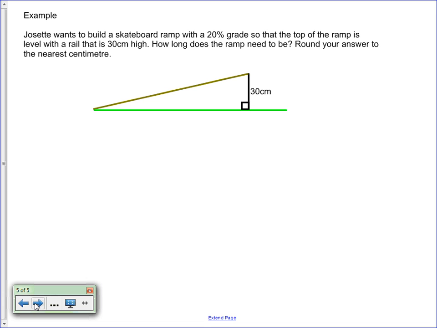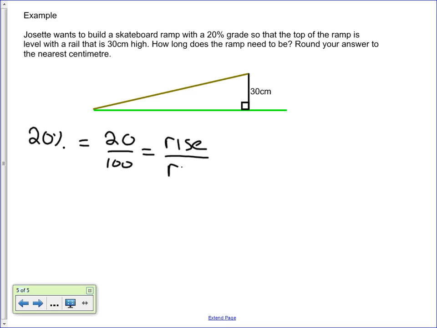Okay, last example. Josette wants to build a skateboard ramp with a 20% grade so that the top of the ramp is level with the rail. The rail is 30 centimeters high. How long does the ramp need to be? In this case, I'm given grade. I need to first convert grade. Remember, 20% in terms of a grade is really like saying 20 over 100, which is equal to the rise over the run.